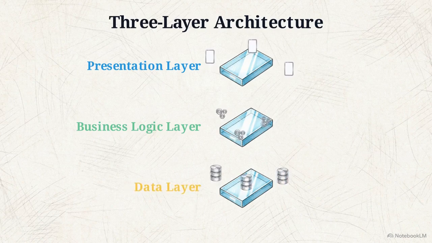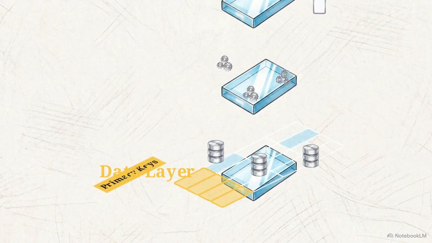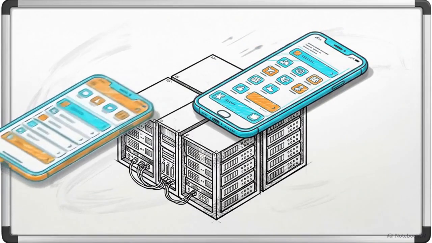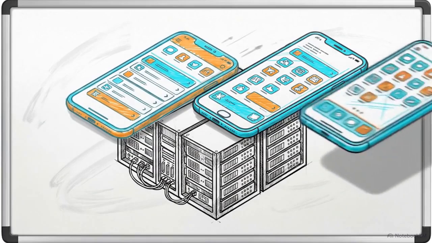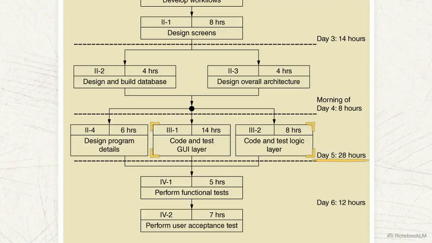This requires rigorous database design, structuring tables and primary keys to normalize the supplier records so they can be stored efficiently. By isolating these layers, engineers can redesign the top user interface without accidentally breaking the database mechanics at the bottom. On day 5, the architecture is approved, and the programmers begin coding the actual layers.